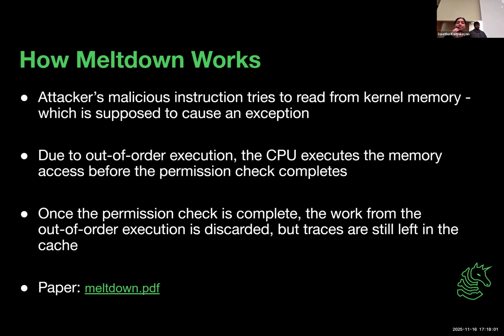How Meltdown works specifically is that the attacker has an instruction that tries to read from kernel memory, and this instruction is supposed to cause an exception. But since we have out-of-order execution, the CPU is going to execute the memory access before the permission check completes. So we're not going to have the exception caused, because the memory access gets executed before the check even finishes. Once the permission check completes, kind of like branch prediction, we find out we weren't supposed to have that memory access, and the work from the out of order execution is discarded. But again, we still have those traces in the cache that we can get from our side channel attack.